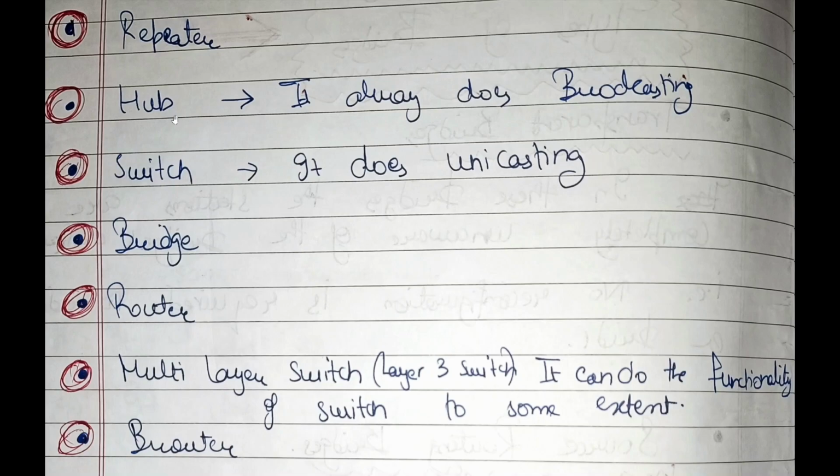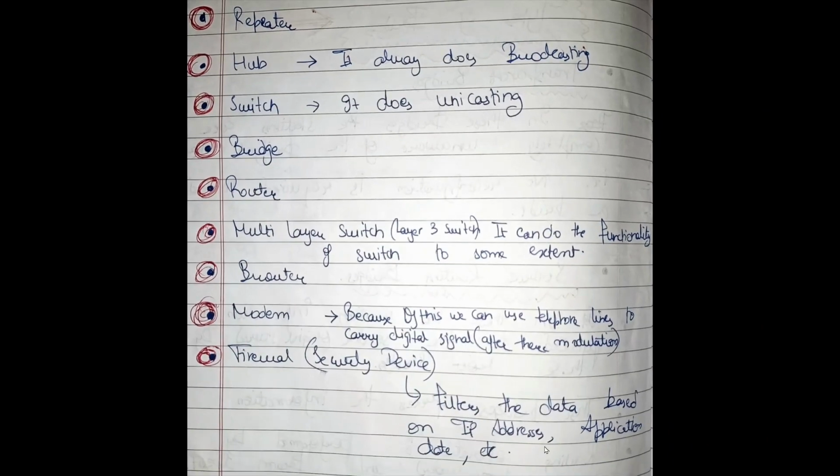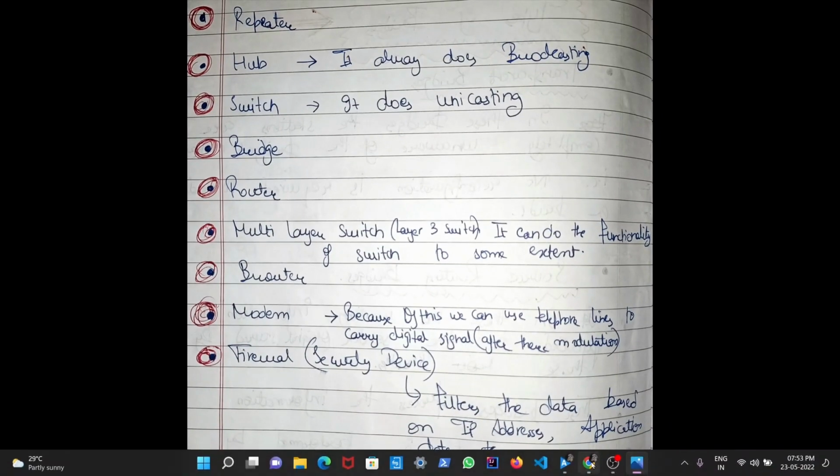Now talking about the hub. What is a hub? A hub is just like a switch. However, the main disadvantage of a hub is that it always does broadcast. So suppose, let me just show you an image demonstration.